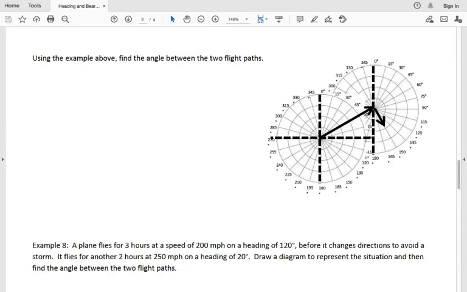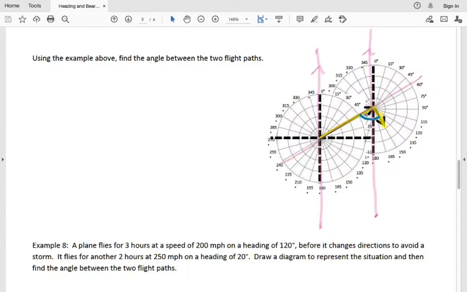So using that previous problem, we want to find the angle that's between the two flight paths. So he started off flying in this direction right here, and then he ended up changing directions, and now he's going this way. So what we're trying to figure out is this angle that's between the two flight paths. Well, if you'll remember from geometry, this right here is the north-south axis, and this right here is your new north-south axis whenever you change directions. Those are parallel lines.